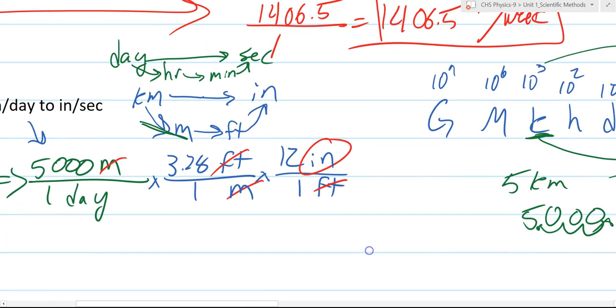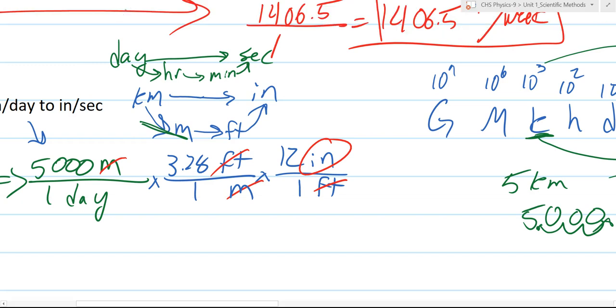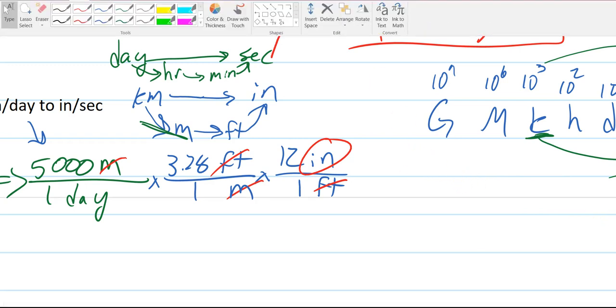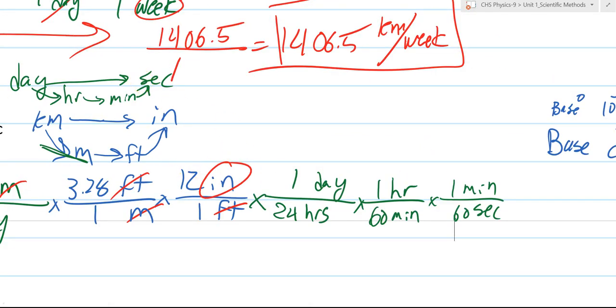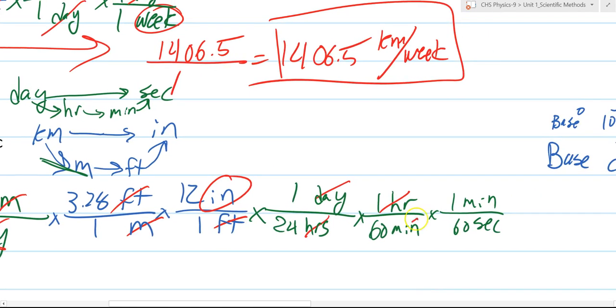Now, I have to do what's in green. And that's pretty straightforward. And it's going to look like this. Okay? I'll explain why I wrote this the way I did. I've got days on the bottom all the way over here. I have to put days on the top over here so they can cross out. 1 day is 24 hours. Hours cross out. Minutes cross out. And then I'm left with seconds.